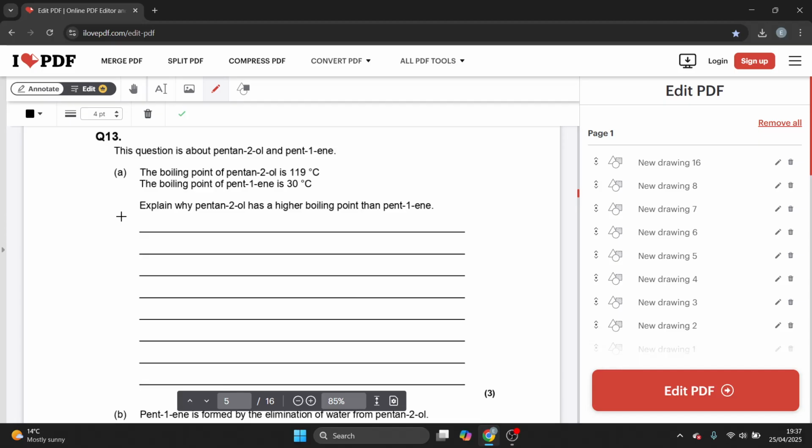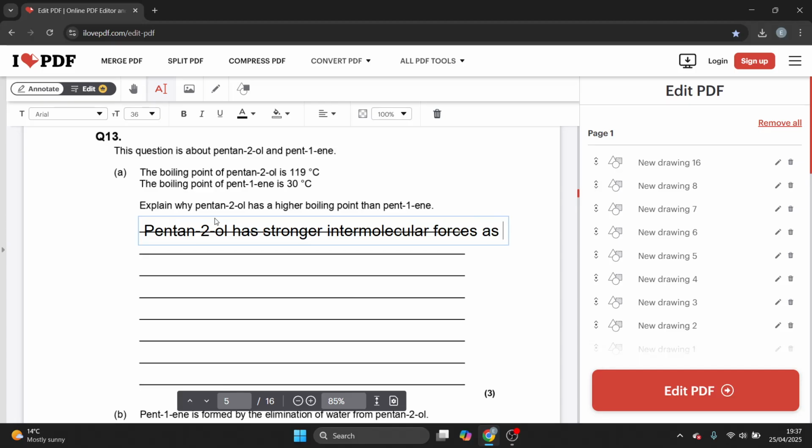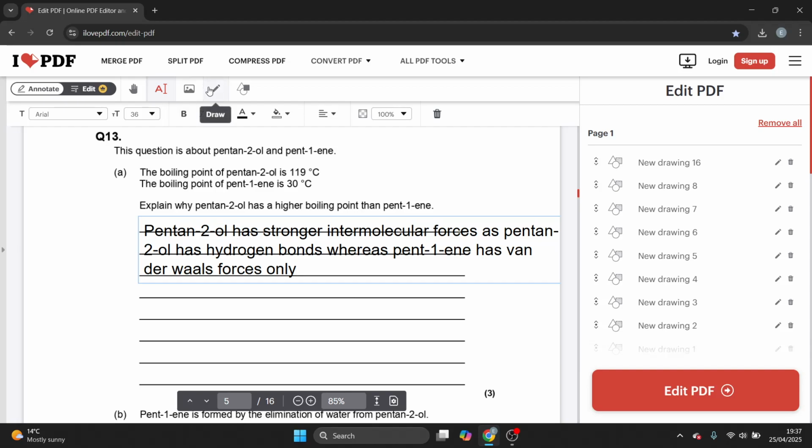Explain why pentan-2-ol has a higher boiling point than pent-1-ene. If I saw this question in an exam, I'd be quite happy because I just need to say pentan-2-ol has stronger intermolecular forces, as pentan-2-ol has hydrogen bonds, whereas pent-1-ene has van der Waals forces only. Pentan-2-ol has stronger intermolecular forces. Pentan-2-ol has hydrogen bonds. Pent-1-ene has van der Waals forces only.